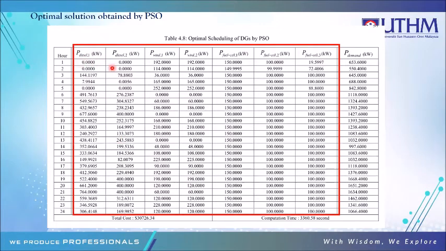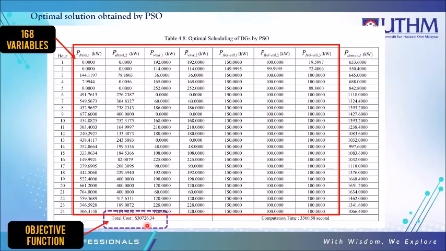Okay, variable 1, variable 2, variable 168. These are the variables obtained by the PSO algorithm, and this is the objective function. Our purpose is to minimize the cost. This is the value of the objective function obtained by the algorithm. I think this is the overview of how to apply the PSO algorithm in terms of concept.